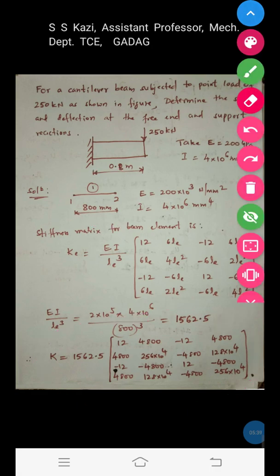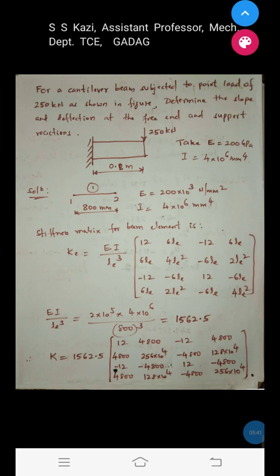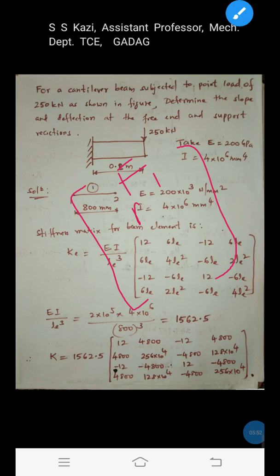After that we have now the load vector. You should write the load vector. It is simple since for a single element, that itself is the global element. That is F1, M1, F2, M2. F1 is the applied force at node 1, it is 0, there is no applied force at node 1. M1 is the applied moment at node 1, it is 0, there is no applied moment at node 1.